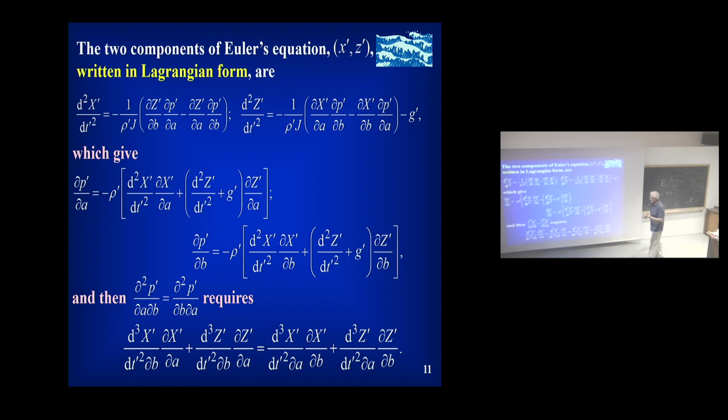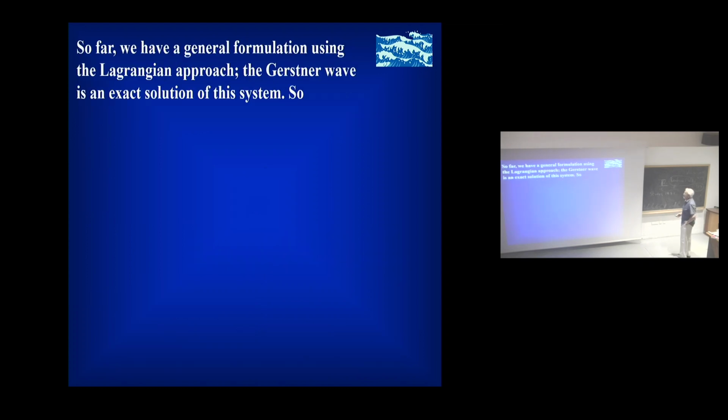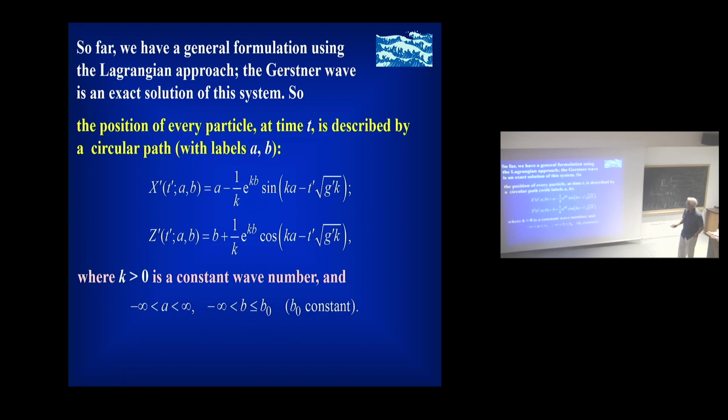It's at this point that we now make a choice. And it is this choice which will give us a particular solution relevant to surface waves in water. In fact, that's what I've just been saying, isn't it? So what Gerstner did, having done that development, was look for a special solution. He looked for a solution so that the position of every particle at time t is described by a circular path using the labels A and B.